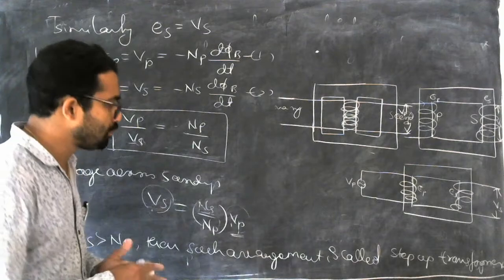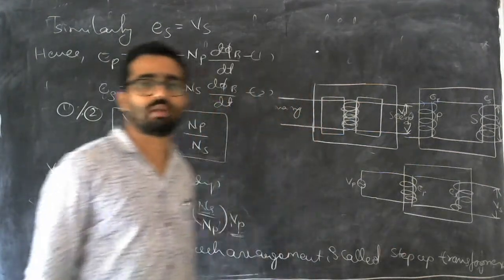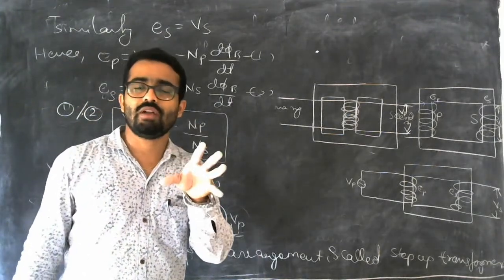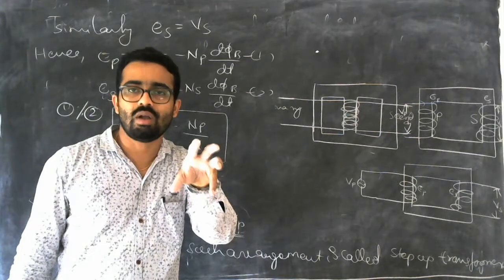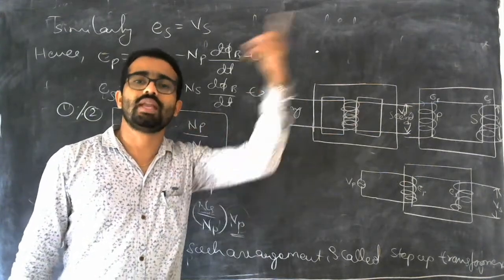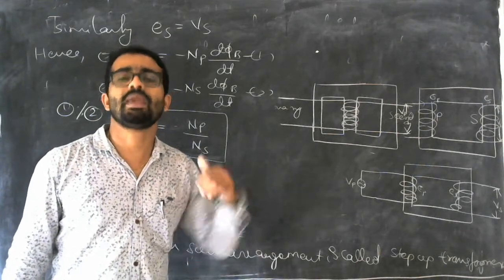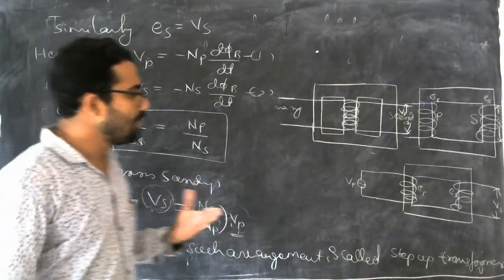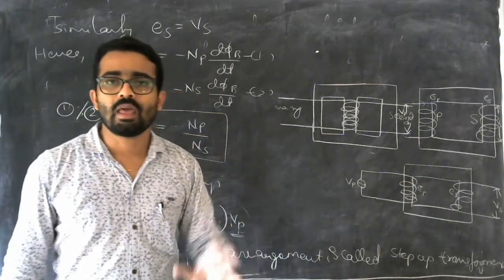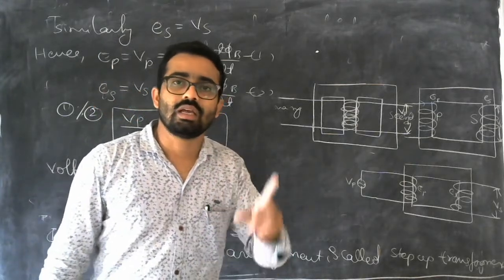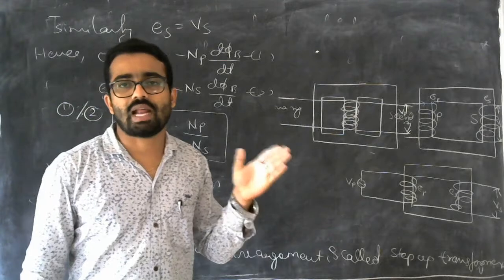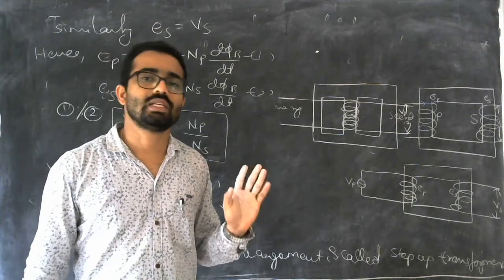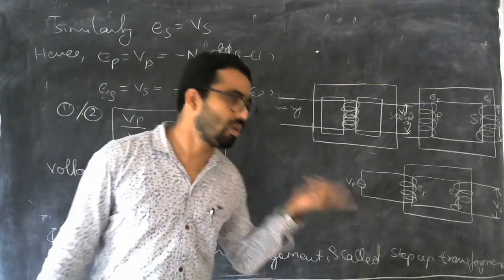Then what is the meaning of this? Step-up transformer and step-down transformer. Step-up transformer means if you give a very low voltage to the input, you will get a high voltage at the output. That's why you are stepping up, and that kind of transformer is called a step-up transformer. If the input voltage is high and the output voltage is less, then such a type of transformer is called a step-down transformer. So these are the two kinds of transformers: step-up transformer and step-down transformer.